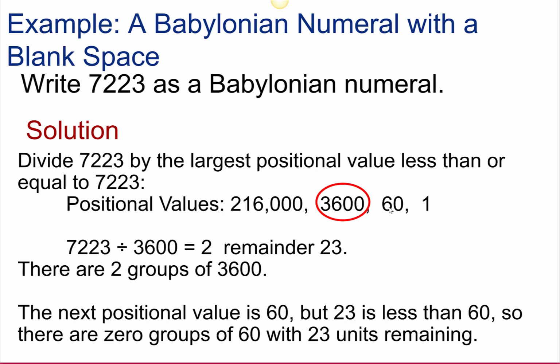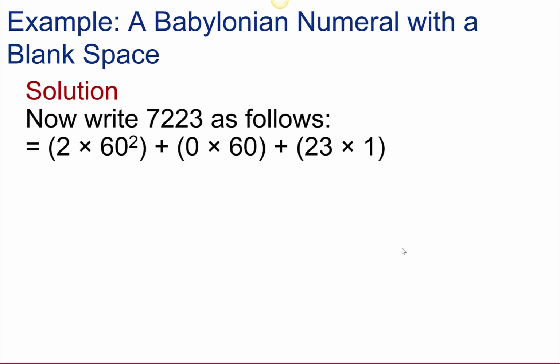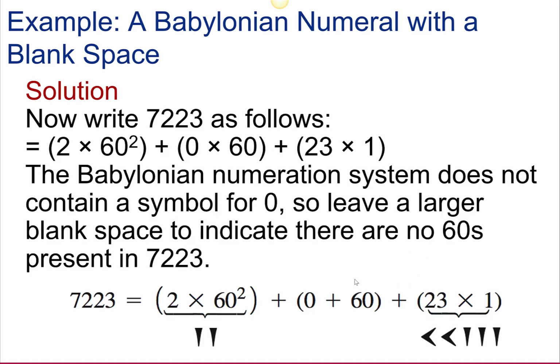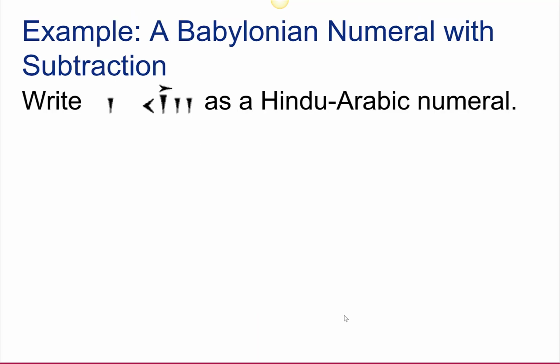There's going to be a blank there. We don't have a symbol for 0, so we're going to have to leave a blank. And then the 23 are going to go into the units position. So here's what we have. And again, remember there's no symbol for 0, so we're just going to leave a big blank here and hope the person reading the numeral understands that this position has no value to it. And that's where the confusion came in that system.